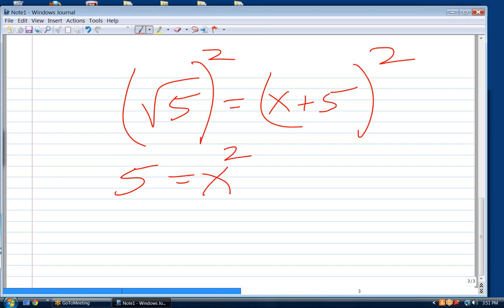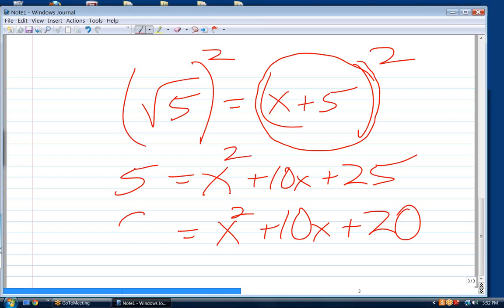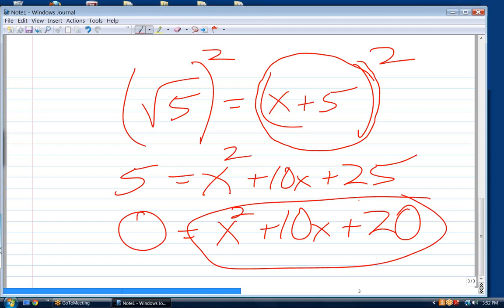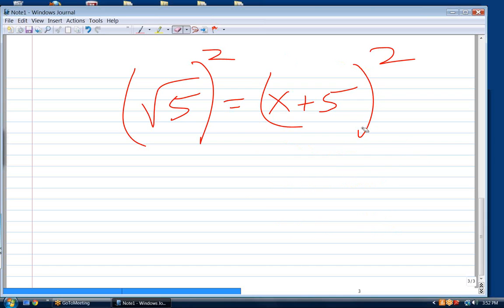Remember how to do a plus b squared. It's x squared plus 10x plus 25. So now we have x squared plus 10x plus 20 equals 0, and we would have to use the quadratic formula to do that. I can tell that this is going to have only complex solutions. And that's not important. What's important is how we solve equations that have radicals in them. You isolate the radical and then square both sides.